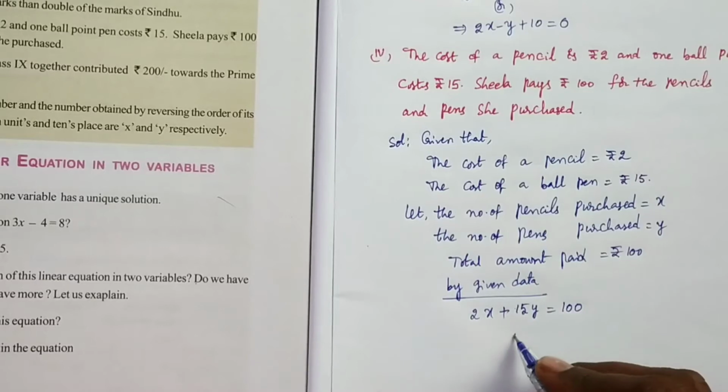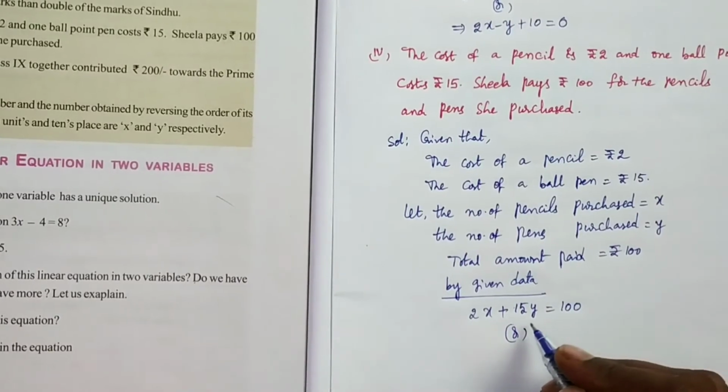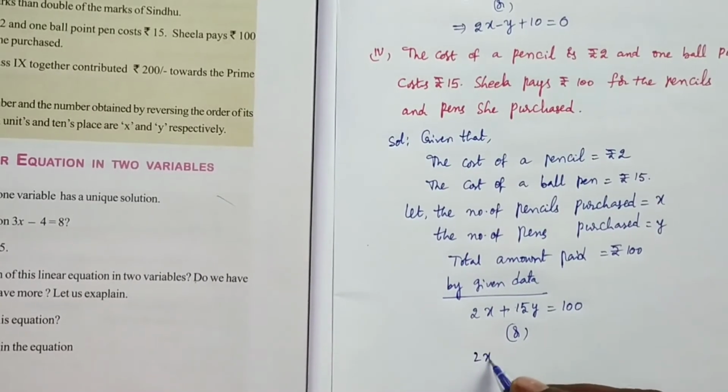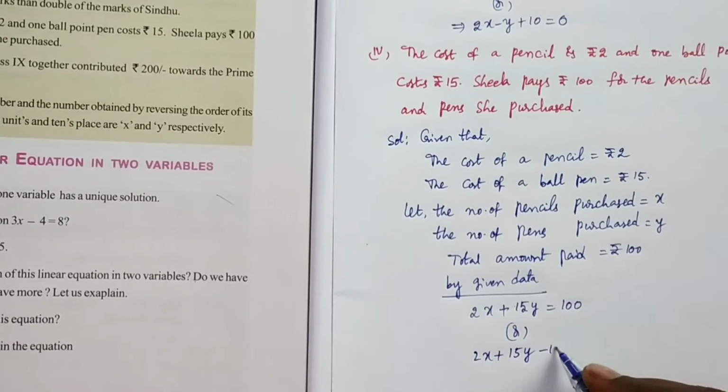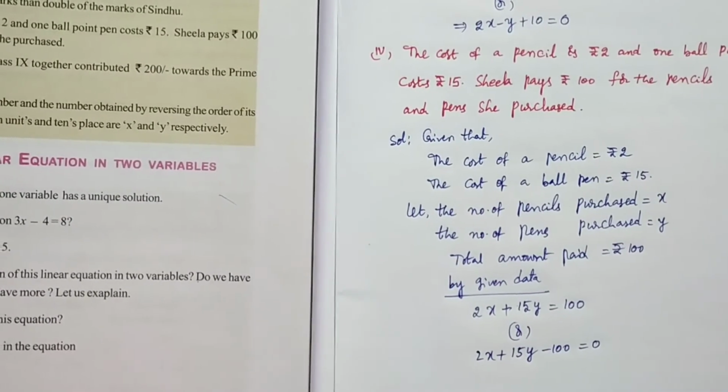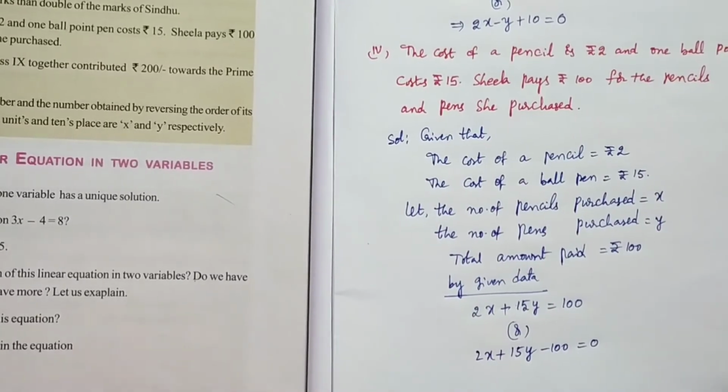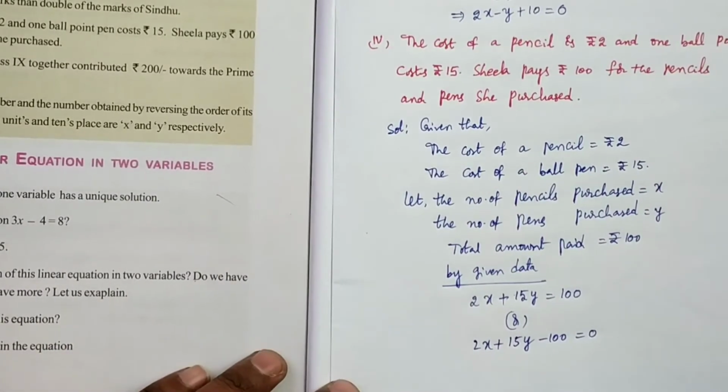You can also write it like this in the ax plus by plus c form. So 2x plus 15y, send 100 to this side, then it will be minus 100 equals 0. So this is the required equation of the given question.